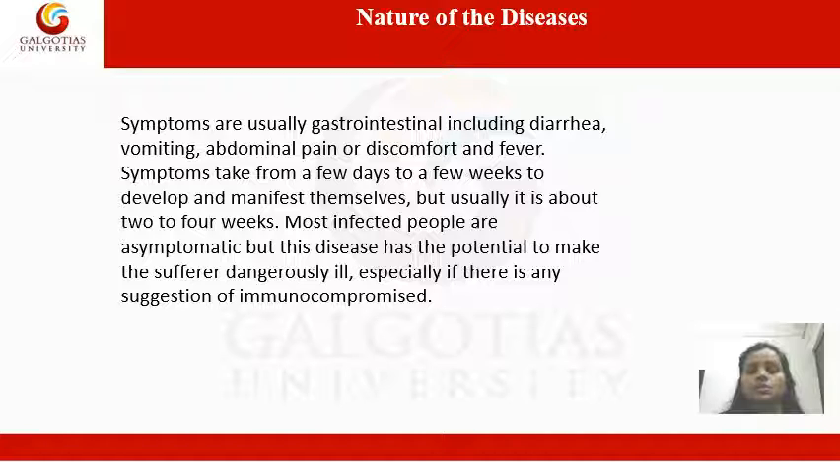Nature of the disease. Symptoms are usually gastrointestinal, including diarrhea, vomiting, abdominal pain or discomfort, and fever. Symptoms take from a few days to a few weeks to develop and manifest themselves, but usually it is about 2 to 4 weeks. Most infected people are asymptomatic, but this disease has the potential to make the sufferer dangerously ill, especially if there is any suggestion of immunocompromise.